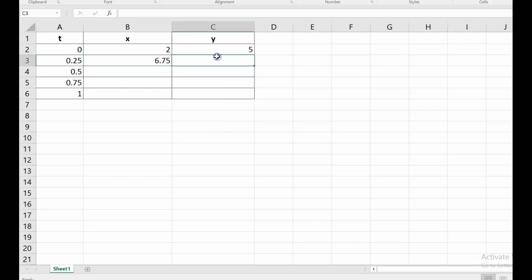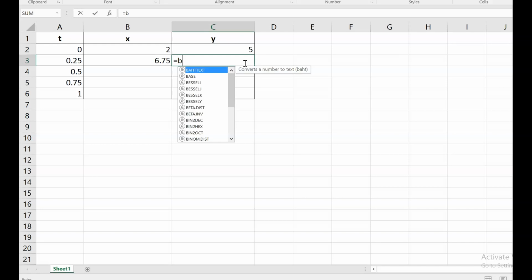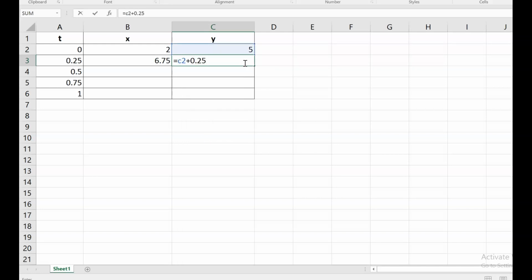Yep, we're getting 6.75. Now similar for y, we're going to go equals, and then just do what Euler's method tells us to do. So it's our previous y value, which is in cell C2, plus our step size, 0.25, times the right-hand side of the y equation says to negate your previous x plus your previous y. So negative B2 plus C2, and we press enter.